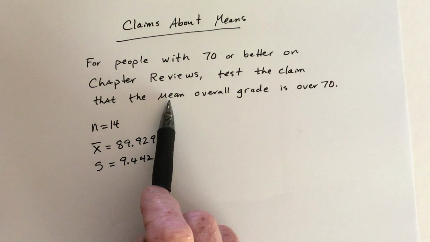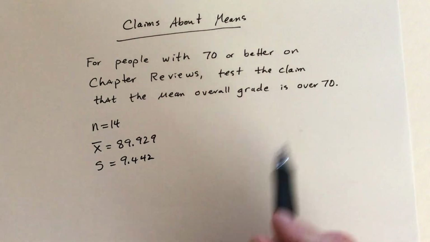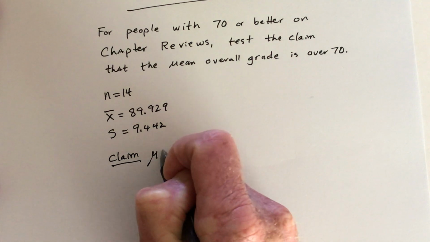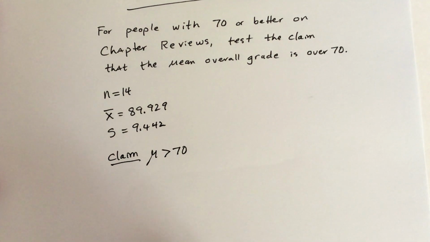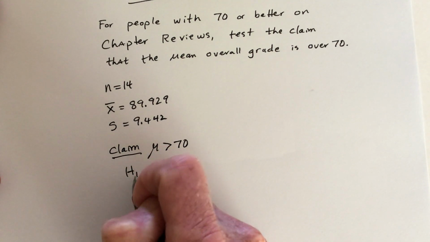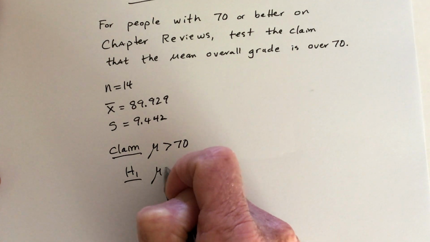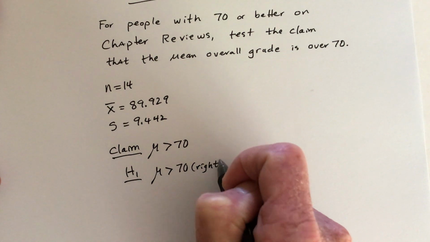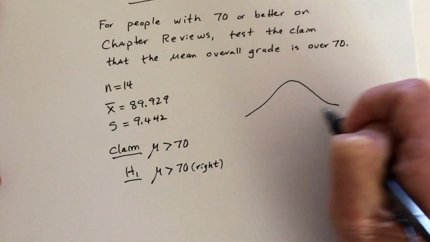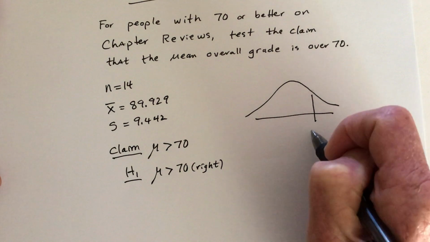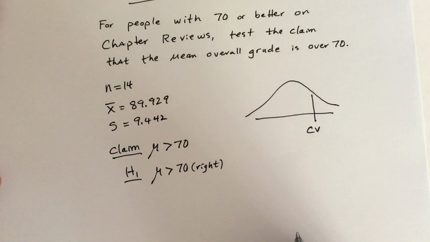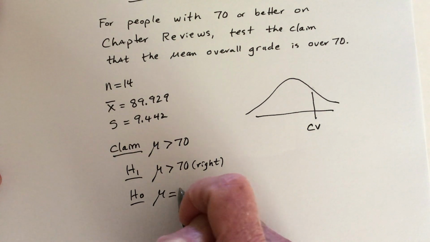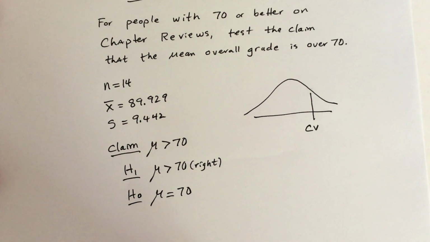So the claim is that the mean is going to be over 70. So the claim is that the mean is over 70. And then for H1, it cannot have an equals, and this one does not have an equals, so it stays the same. And then that arrow is pointing to the right, which means that when I draw the distribution, there's only a right tail. And the H sub O always has equals, so it looks like this.